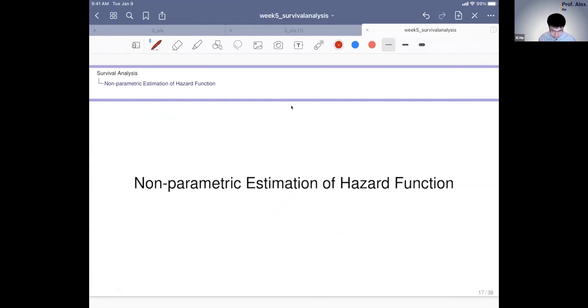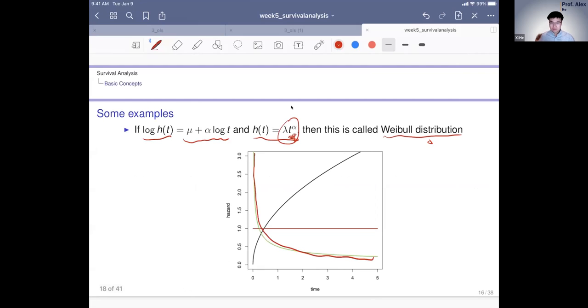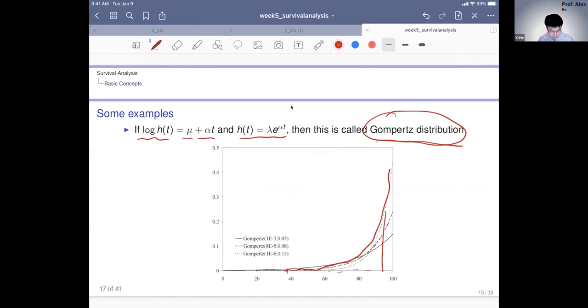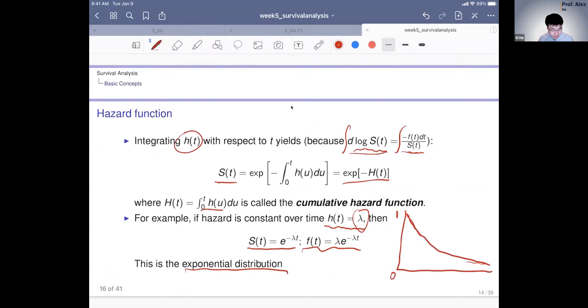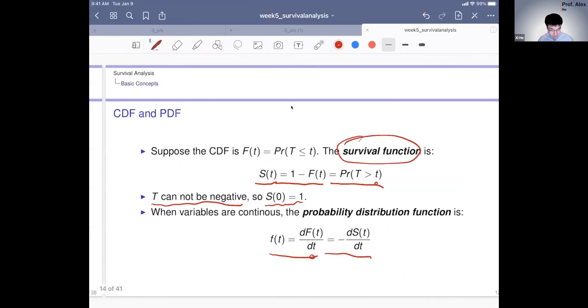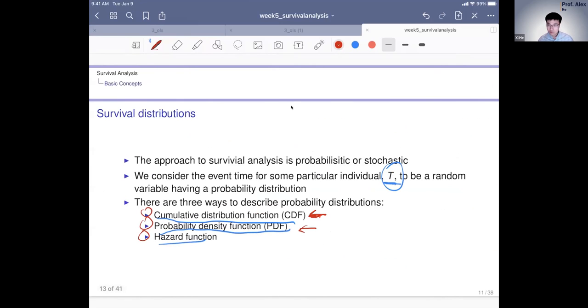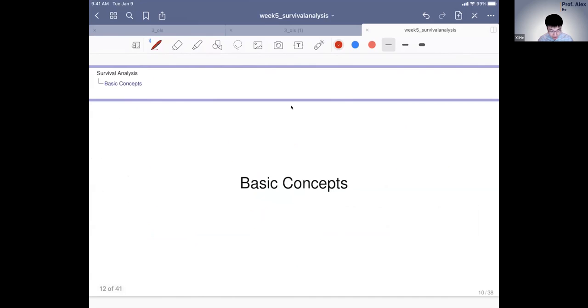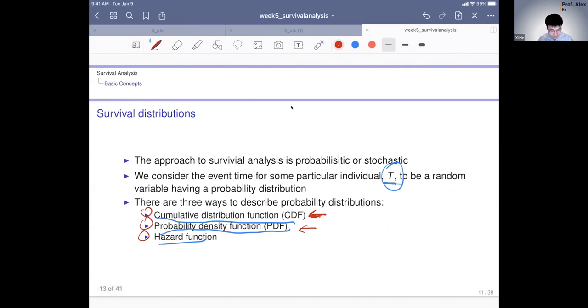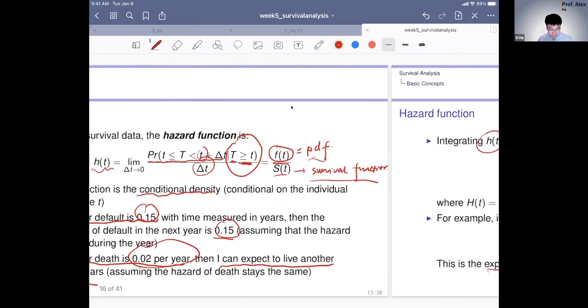Okay, so then that's kind of the broad concept. So it's not much here, right? We already know the CDF and PDF, and the hazard function is just some function of that, which is the conditional density. The next thing we're going to talk about is how to estimate this CDF or PDF or hazard, okay?